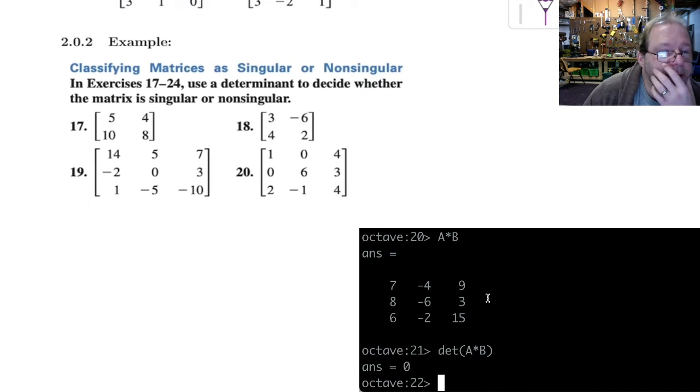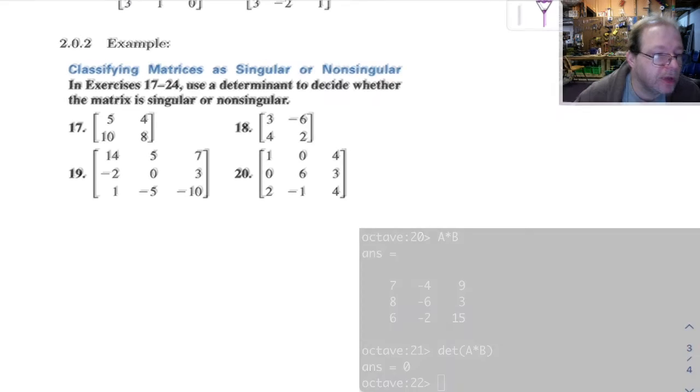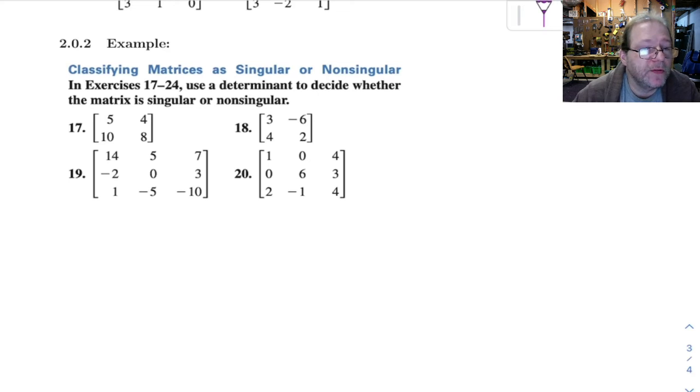It says classifying matrices as singular or non-singular. Use the determinant to decide whether each matrix is singular or non-singular. All right, so on these, all they're really asking us to do is to determine if it's singular or non-singular by taking its determinant. So let's just do 20. I'm going to take the determinant.